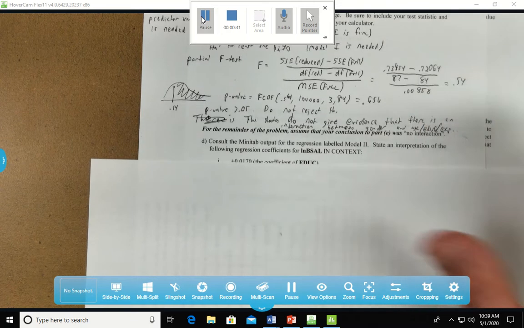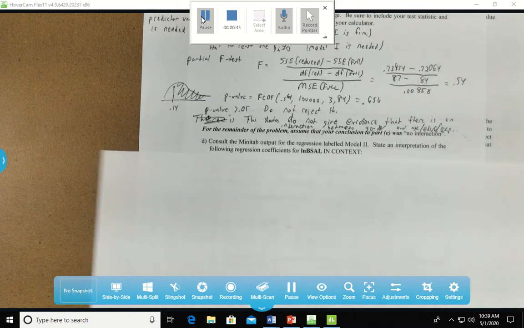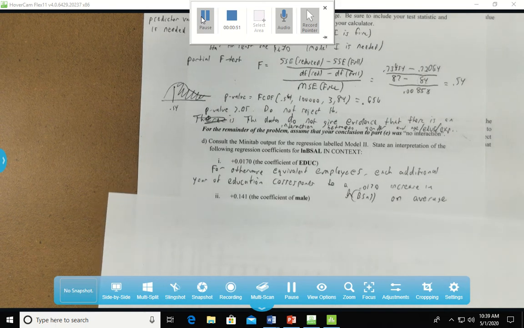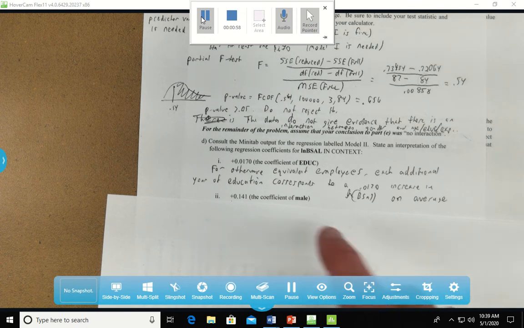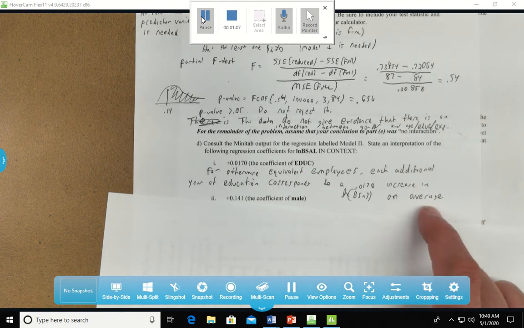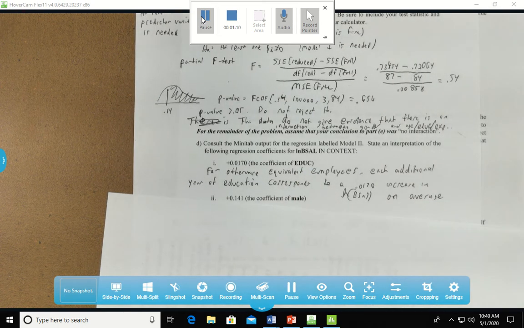So we're looking at Model 2. State an interpretation for the following regression equation of the natural log of the bank salaries in context. Well, it's 0.0170, so for otherwise equivalent employees, each additional year of education corresponds to a 0.017 increase in the natural log of bank salaries. One of the things you want to make sure you include is otherwise equivalent, or all the other variables kept constant. Another nice thing is to say on average, because the regression equation is sort of like the average response. Okay, let's try the other one.